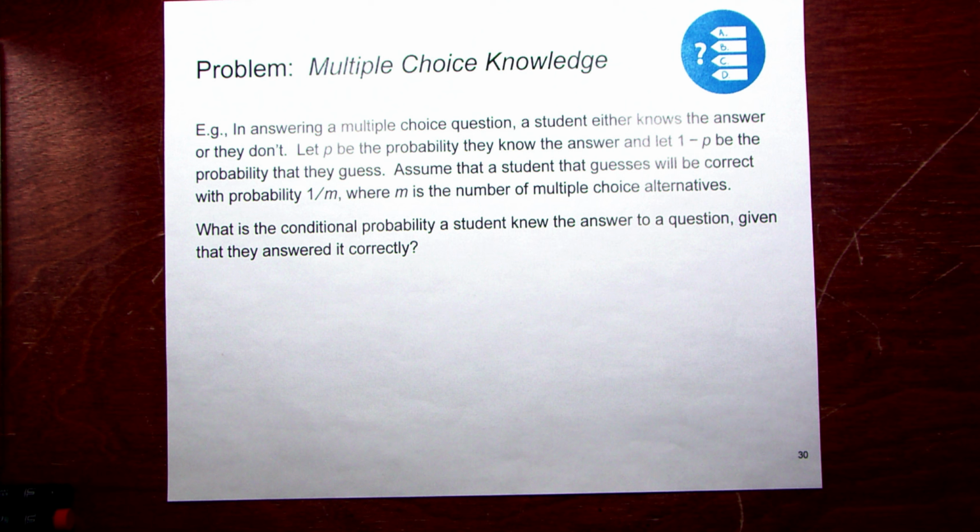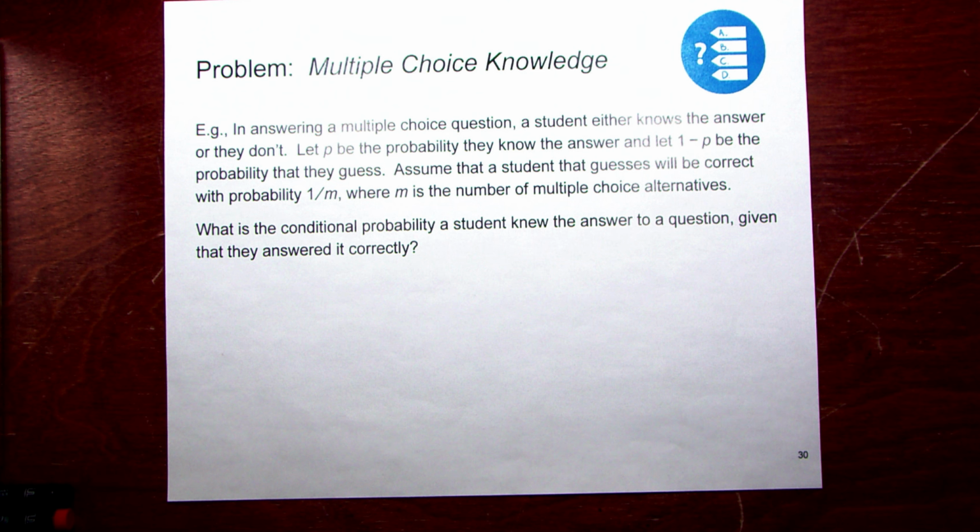From the instructor's point of view, there's a real question about what a question is telling you. If the student answers a question correctly, what's the chance that they actually know the answer? We would like to believe that the test is actually doing what it's intended. That's what this question is about. So we're going to model it using probability.